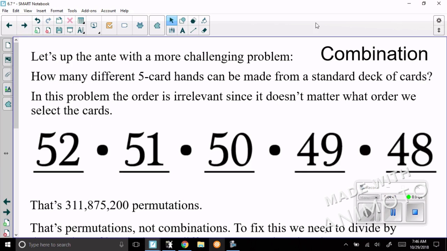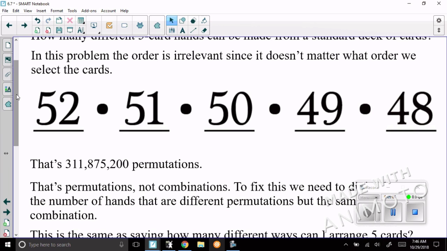All right, combination. So let's up the ante with a little bit more of a challenging problem. How many different 5-card hands can be made from a standard deck of cards? In this problem, the order is irrelevant since it doesn't matter what order we select the 5 cards. But there are still 5 cards that we're making. So we're still going to do 52 times 51 times 50 times 49 times 48. You might say, why those numbers?